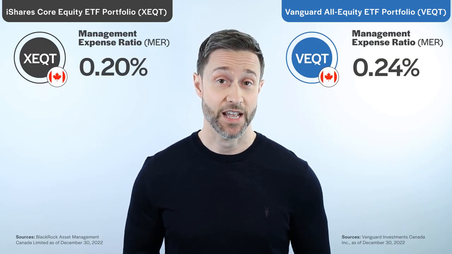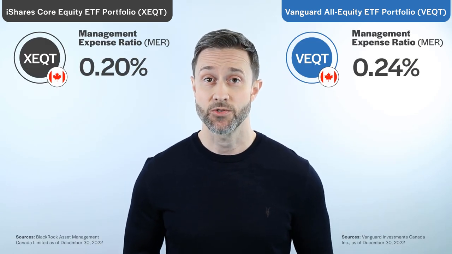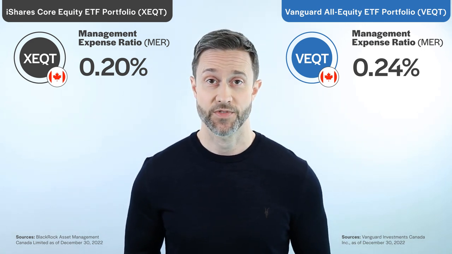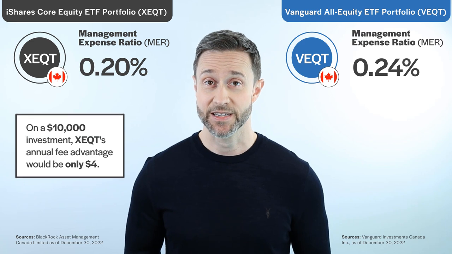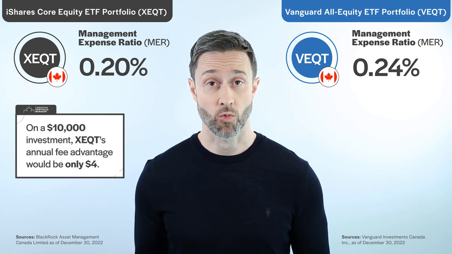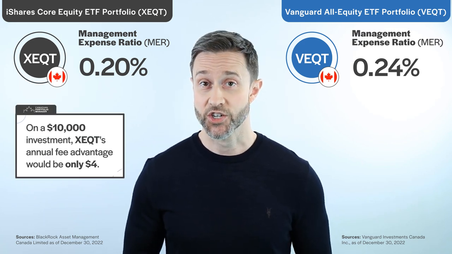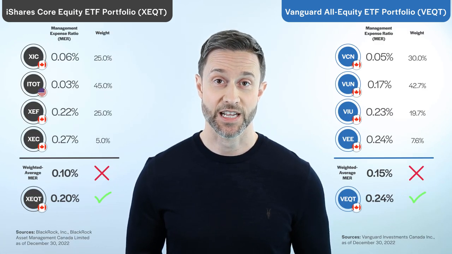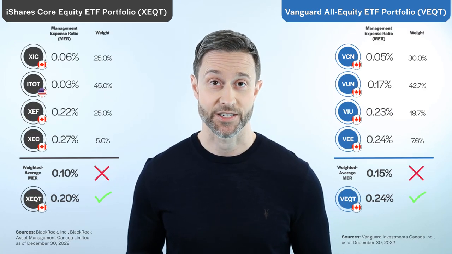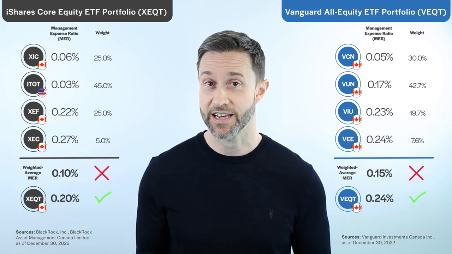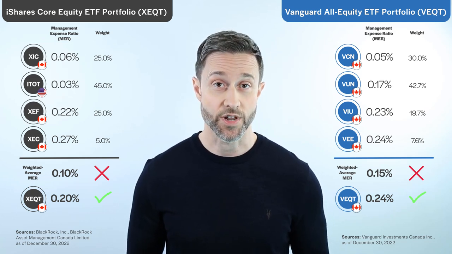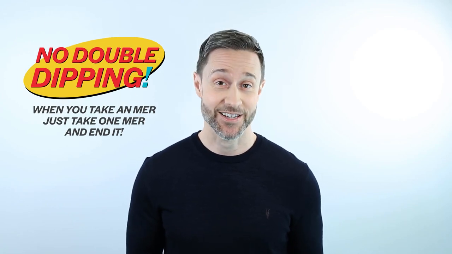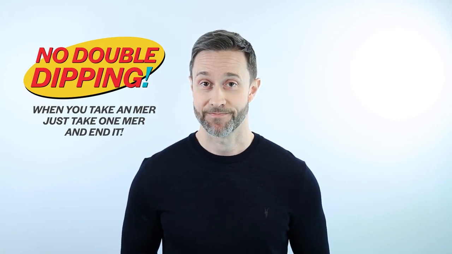First, there are the annual fees. XEQT has a slightly lower management expense ratio, or MER, compared with VEQT, but it's so slight, it's hardly a sufficient reason to prefer one fund over the other, especially in a smaller portfolio. I also want to ensure investors understand that these MERs are not in addition to the MERs of the underlying individual ETFs. You do not pay both, so there are no double-dipping fee shenanigans going on with XEQT or VEQT.